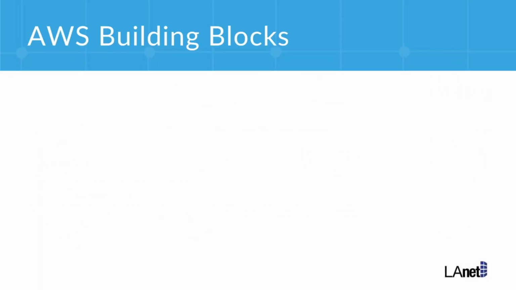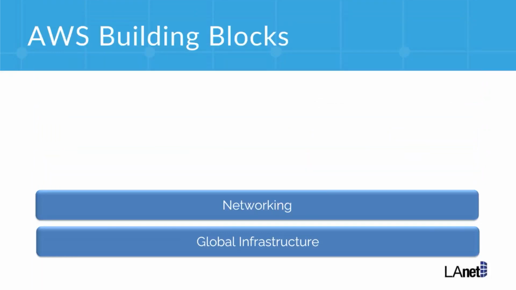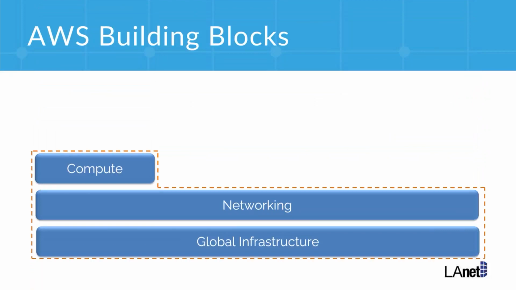Okay, let's talk about these building blocks. So tonight we'll cover global infrastructure. This is mostly owned by AWS, and then you interface with it through the console or the CLI. Then we'll cover networking. Obviously, that's the crux of what we're doing. And then just a little bit, we'll cover compute. This kind of talks about the building blocks we'll be doing tonight.